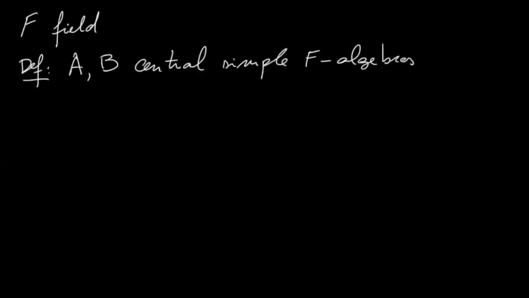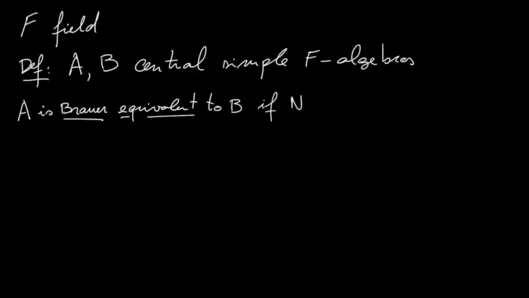We say that A is Brauer equivalent to B if the n by n matrices with coefficients in A are isomorphic to the m by m matrices with coefficients in B, and this for some m and n integers greater or equal than 1. So it's a weaker notion than isomorphism.